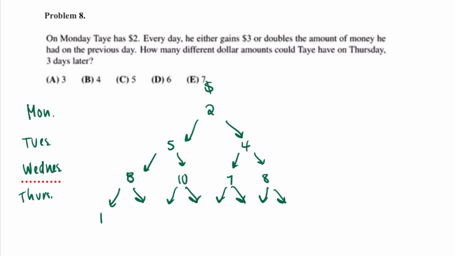You get $11, $16, $13, $20, $10, $14, $11, or $16. So we see we repeat the numbers 16 and 11. So instead of having 8 different dollar amounts, he gets 6 different dollar amounts. So our answer is D, 6.